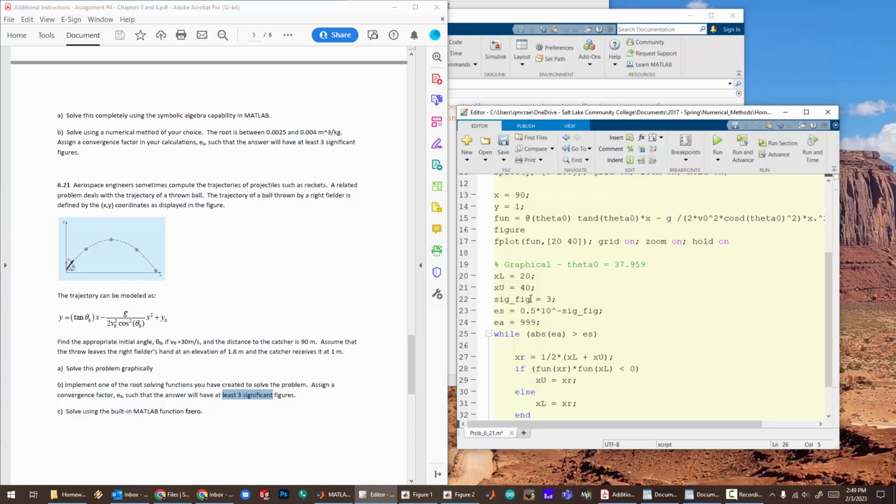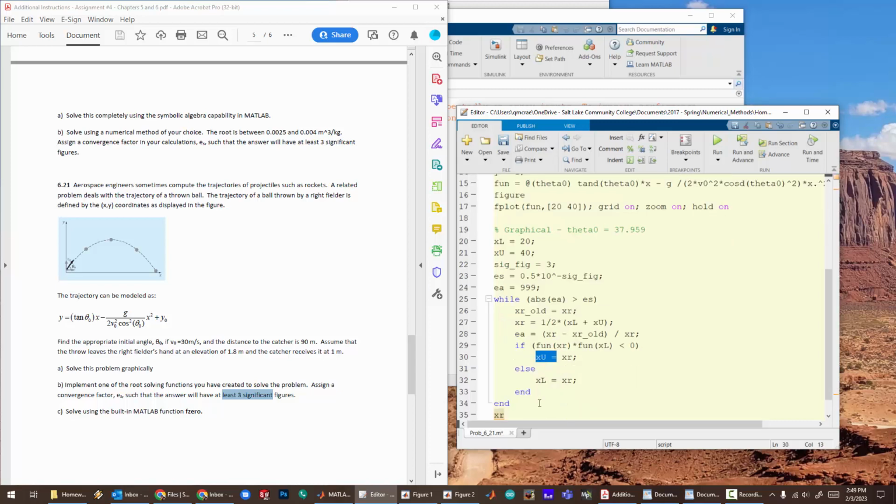But I need to calculate EA every time through. And the way I'm going to do it for ease, there are actually more elegant ways to do it with the bisection method, and you can see it in the other videos. But I'm going to say XR old is equal to XR, right? So what am I doing? I'm going to grab this before I make any changes, call it XR old. I'm going to make a change, and then I'm going to turn around and say EA is equal to XR minus XR old divided by XR, right? And then I'm going to decide whether I update XU or XL and carry on.